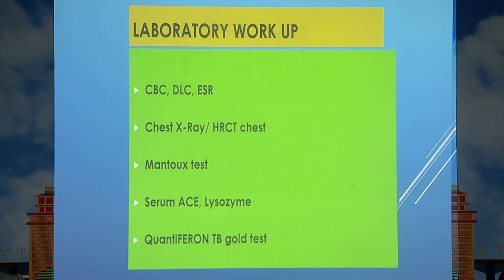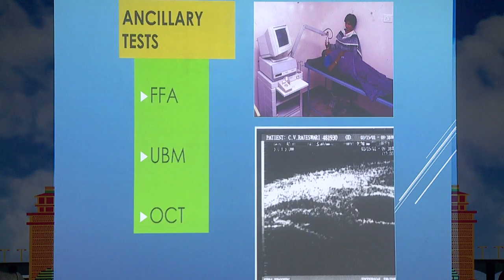What workup do we expect in a case of intermediate uveitis? You usually do the complete blood count, particularly the DLC and the ESR. We look for the chest X-ray and HRCT chest to rule out tuberculosis and sarcoidosis, Mantoux, serum ACE and lysozyme even for sarcoidosis, and the QuantiFERON TB Gold test.